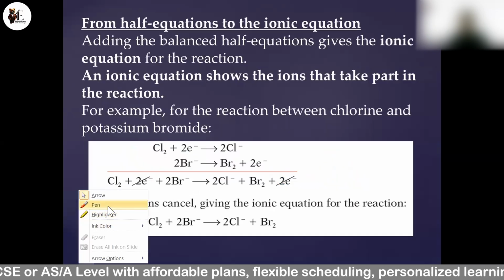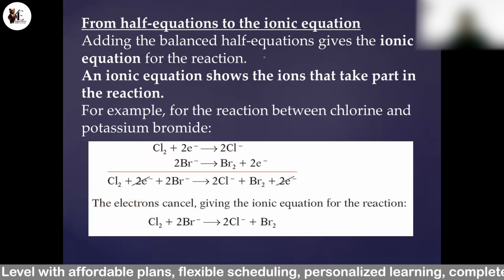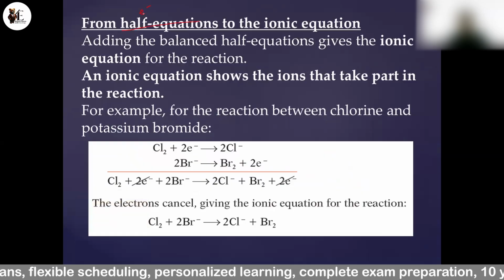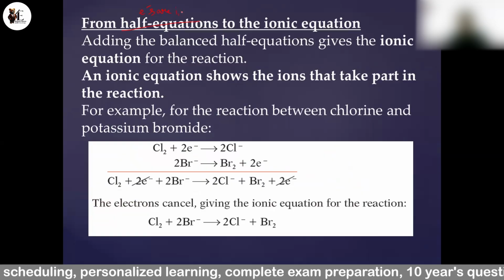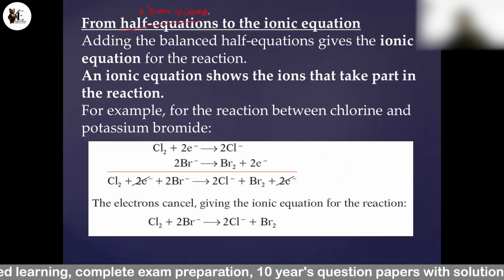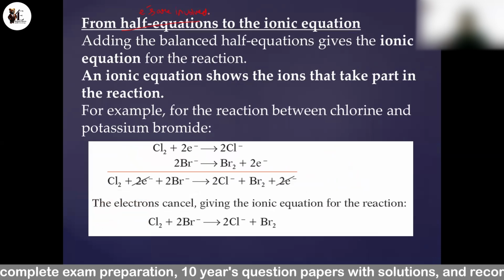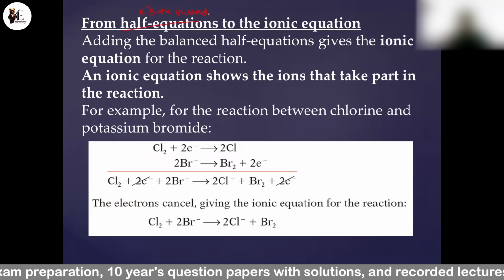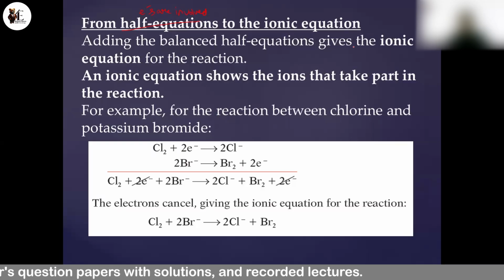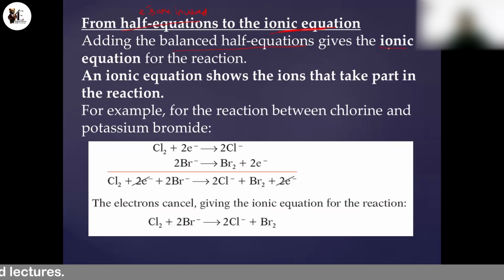Now, we have studied how to write down the half equations. Half equations are what we studied in the previous class also, where electrons are involved. That is your half equation. You write a separate equation for oxidation and a separate equation for reduction, in which you show how many electrons are lost and how many electrons are gained. But how to write down the ionic equation? When you add both the balanced half equations, it gives you the ionic equation.